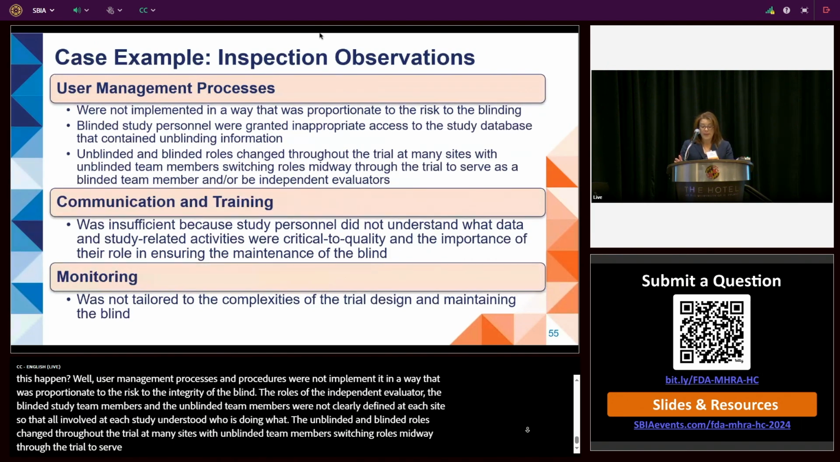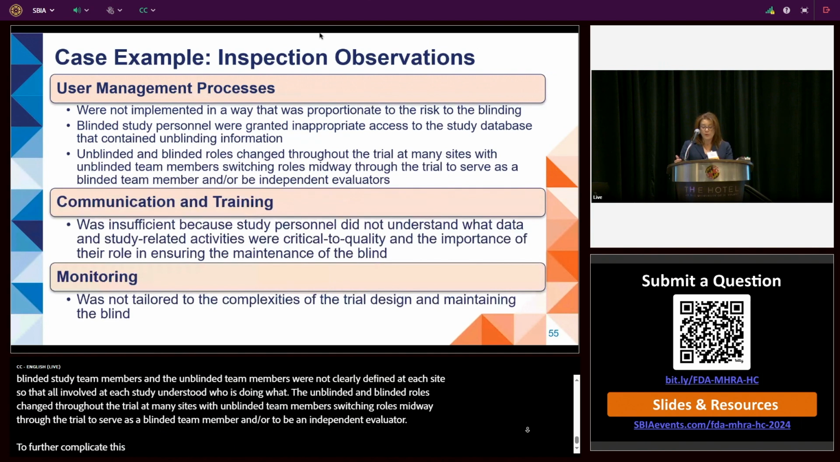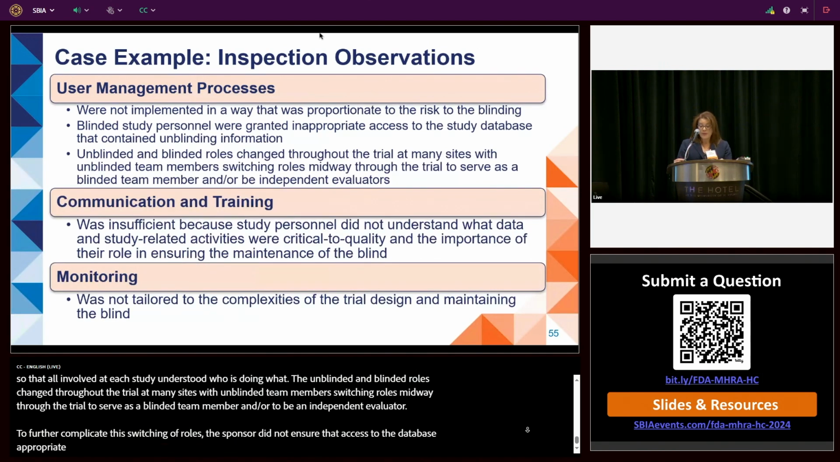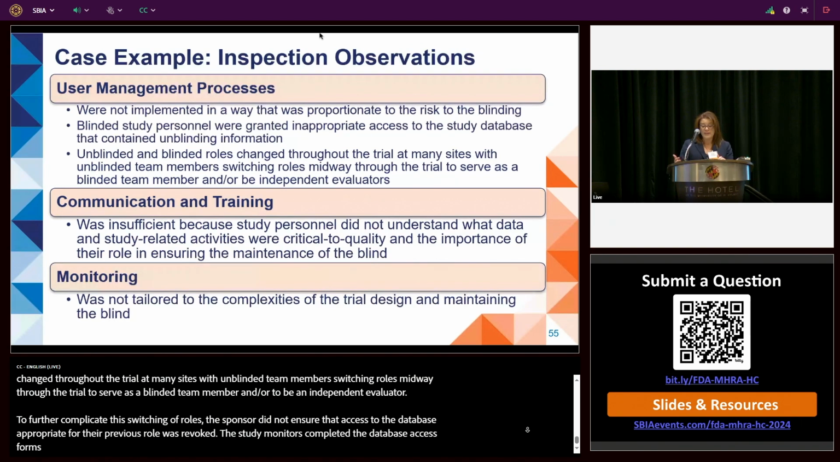To further complicate this switching of roles, the sponsor didn't ensure that access to the database appropriate for their previous role was revoked. The study monitors completed the database access forms for site staff, and confusion of the roles at the site led to errors on these forms. Also, these forms did not capture enough information about the roles and responsibilities of the site staff.